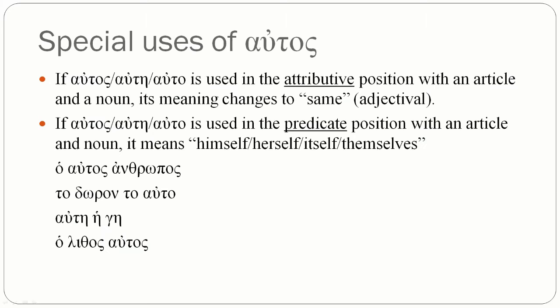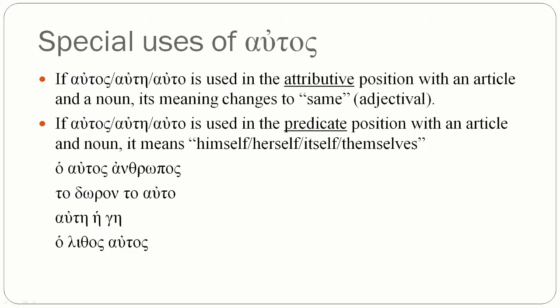No longer he, she, or it. It means same, as in it's describing something: the same book, the same woman, the same church. That is if it is used with an article and another noun, and it is in the attributive position, either between the article and the noun, or used with a duplicate article. And back in chapter 6, that's where I talk about that one.